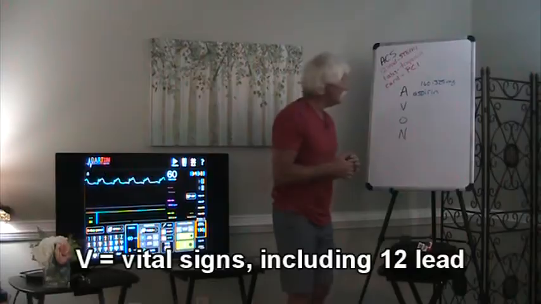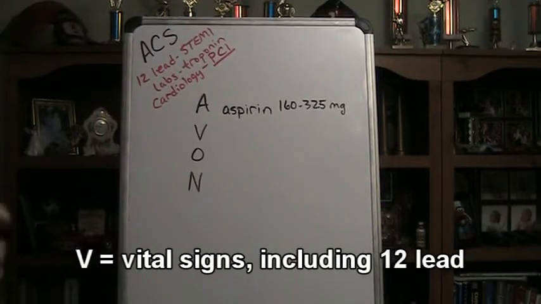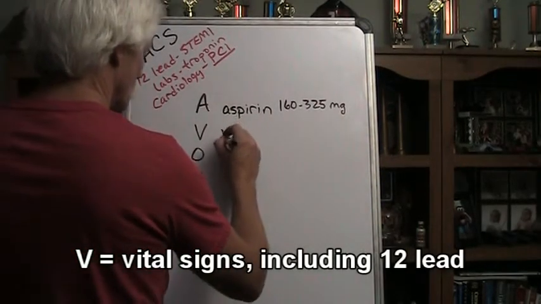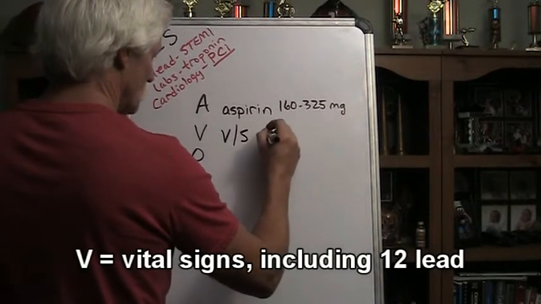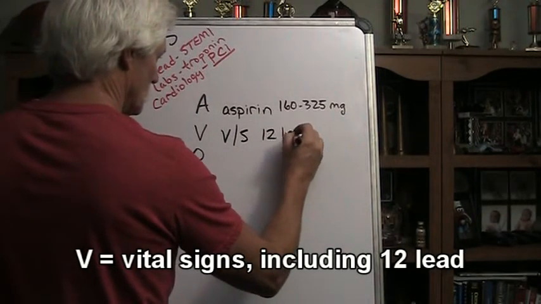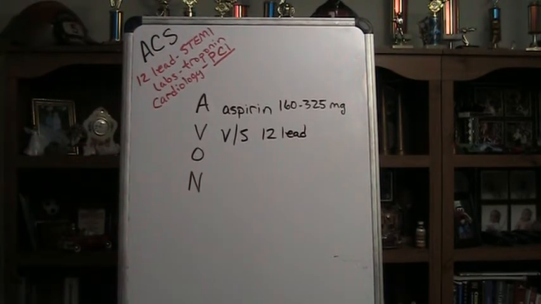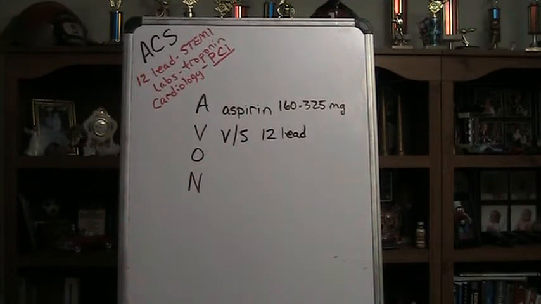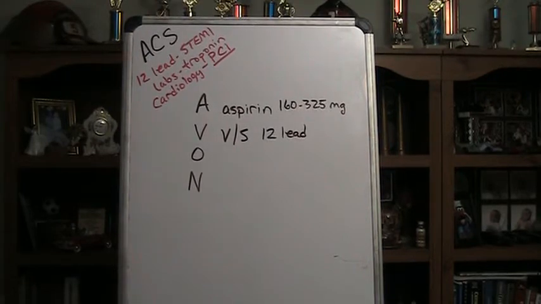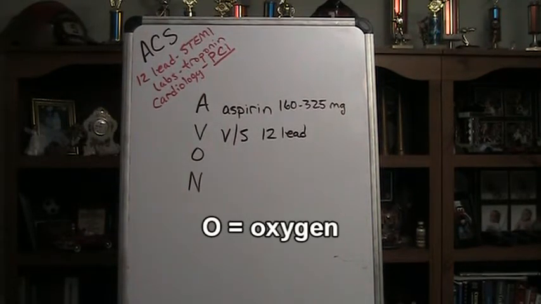Now the V stands for vital signs, including if you have not already gotten a 12-lead EKG. You probably have gotten 12 leads and vital signs, or your team has for you by the time you get to this point, but if you haven't, you've got to do those diagnostic checks before you get to these treatment points down here, because they have contraindications that are associated with the 12 lead and vital signs. The O stands for oxygen.